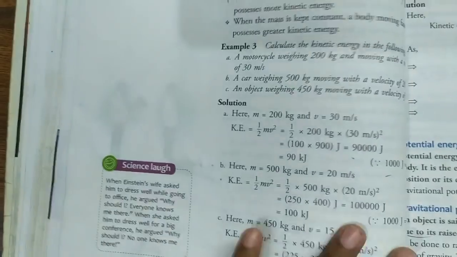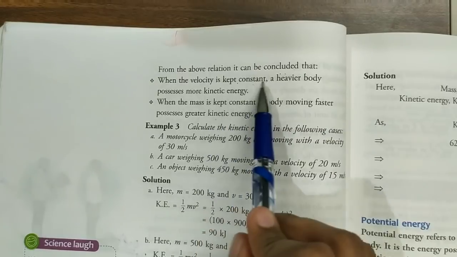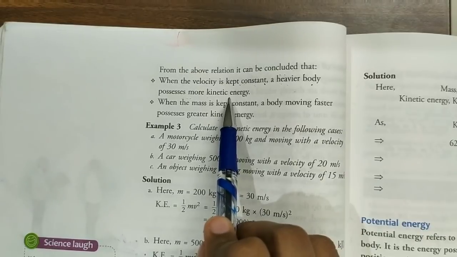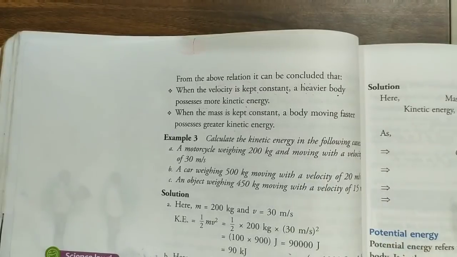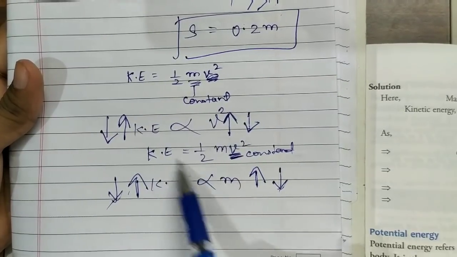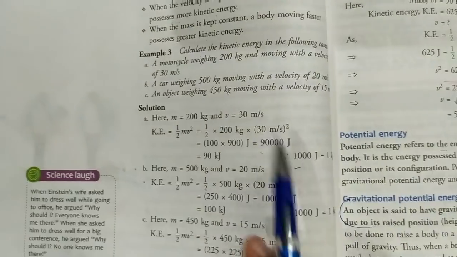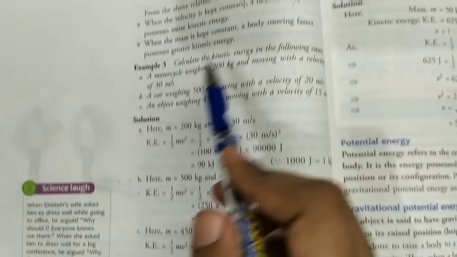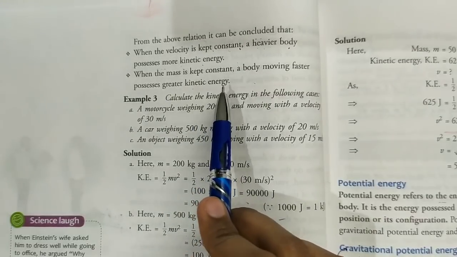Now that is the reason from the above relation it can be concluded that when velocity is kept constant, a heavier body, meaning a body with more mass, will possess more kinetic energy. Because if we keep velocity constant, then what will be proportional? Mass will be directly proportional to kinetic energy, and more mass means more kinetic energy. Same way, when the mass is kept constant, kinetic energy will become directly proportional to velocity. Okay, so the more the velocity, the more the kinetic energy.